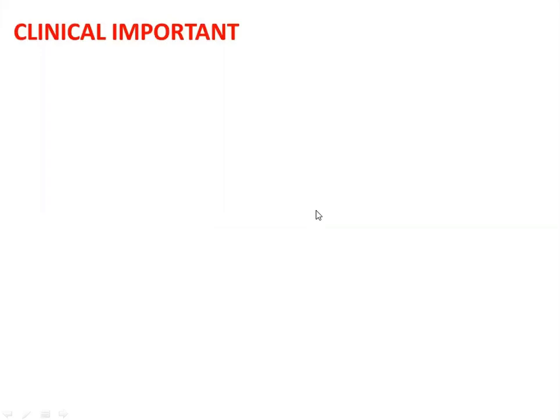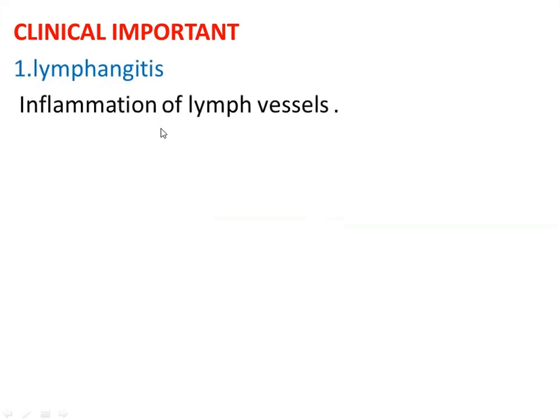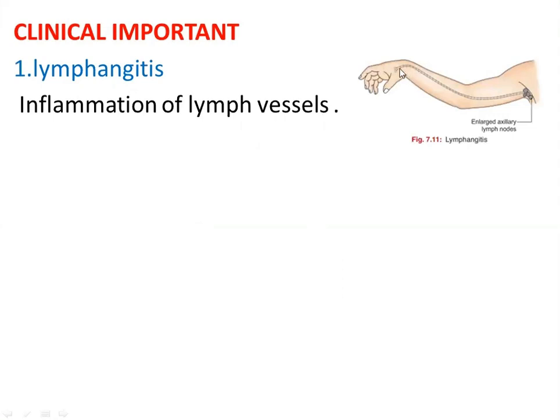Then we will see the clinical importance. First one is lymphangitis. This is the inflammation of the lymph vessels. Here you can see lymphangitis, right? It is the inflammation of the lymph vessels.